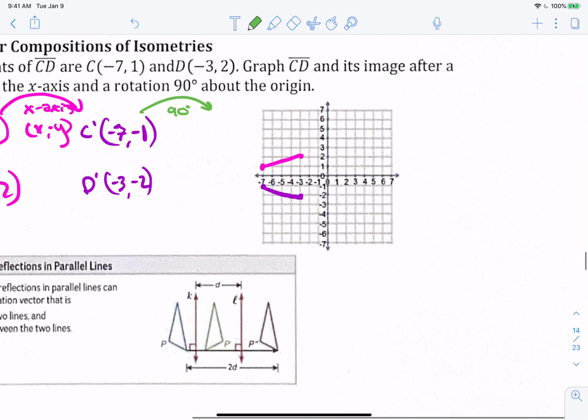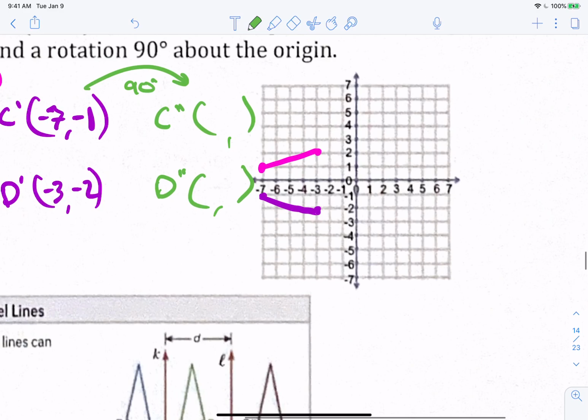4 is bottom right. All right, so C double prime, D double prime. Okay, put it down. You don't need it. It was Carly. All right, what's the rule for 90 degrees?